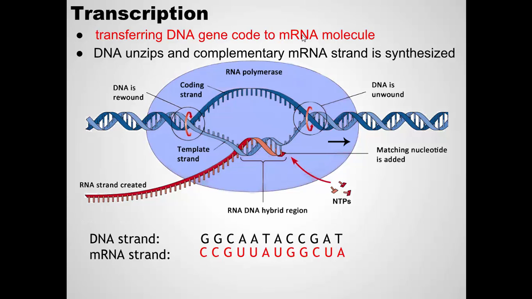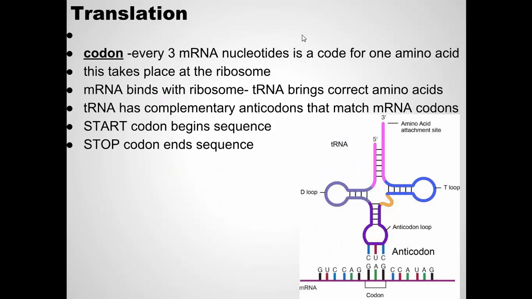Where's this messenger RNA headed? To the ribosome. And when it gets to the ribosome, it's ready for what we call translation, which is actually building the protein. So transcription is to transcribe the DNA gene into messenger RNA. Translation is to take that recipe and then actually build the protein.